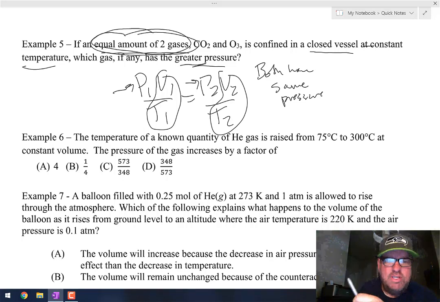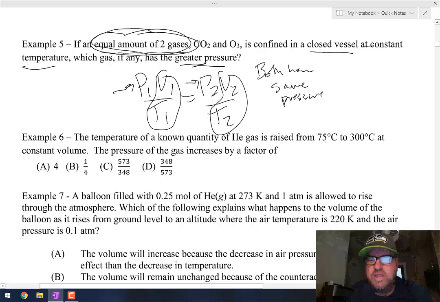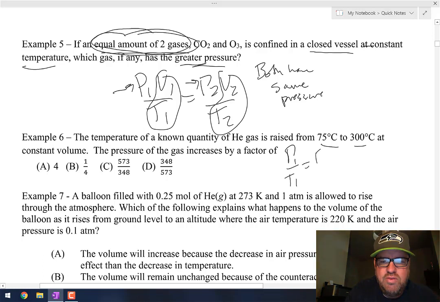Okay, example number 6. We talked about this earlier, about when the temperature goes up. If it goes from 75 degrees to 300 degrees, how much does the pressure go up by? So this is kind of Gay-Lussac's law. P1 over T1 equals P2 over T2. Okay, but it just says a known quantity. We don't know the pressure. Okay, but they're asking about pressure. So really, what's the pressure going to do?